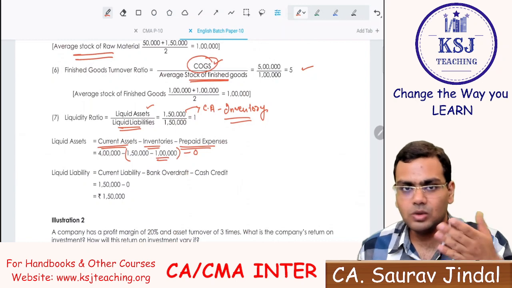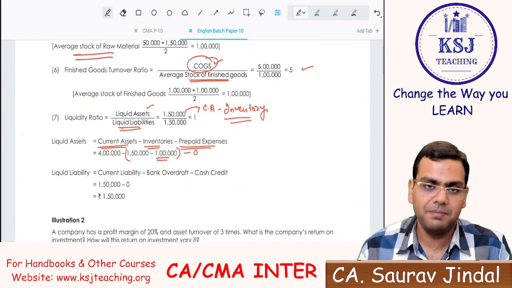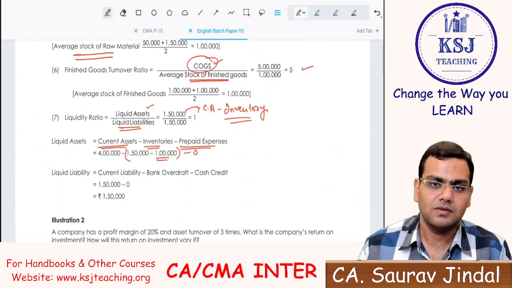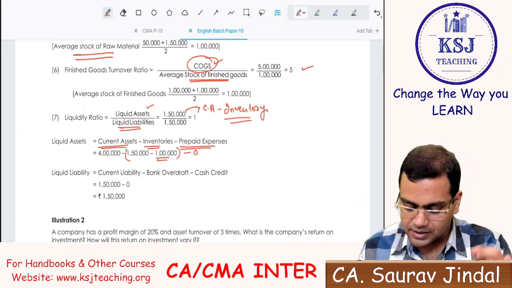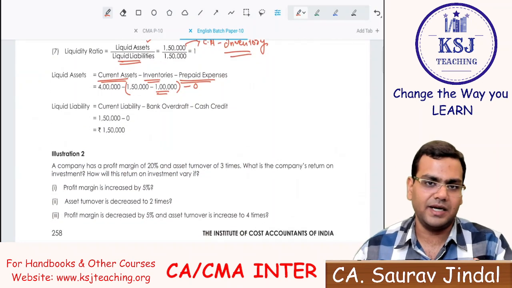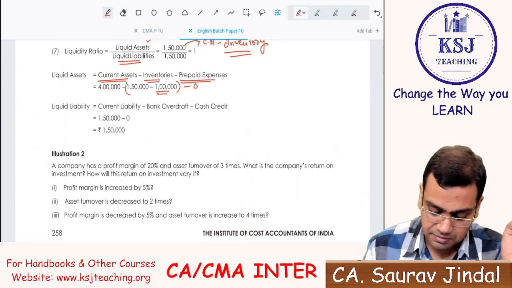Sir, at least do the presentation right so that the students don't get confused. You have not given prepaid expenses in the question and you are directly writing minus, minus, minus. What is this, sir? Very poor presentation, I would say, specifically in this case. I'm not really satisfied with the financial management part of this module. That is why I have given this message at the beginning of the video.